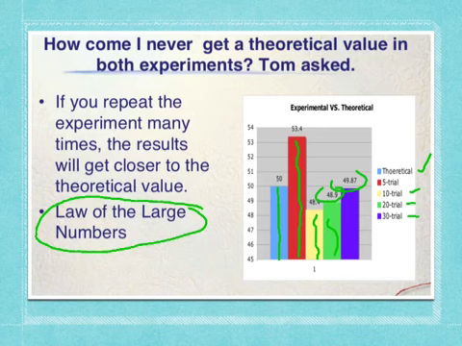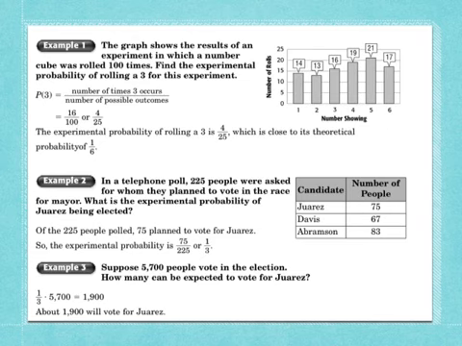So the concept of the law of large numbers is the more times we try an experiment, the closer we get to the theoretical probability. Let's look at some examples.